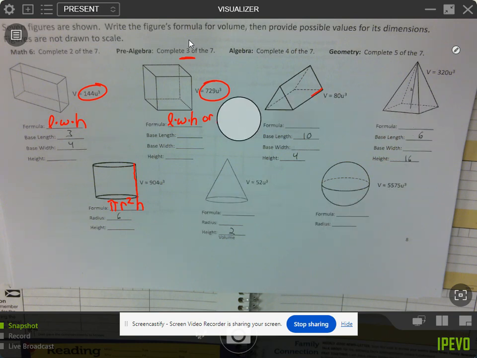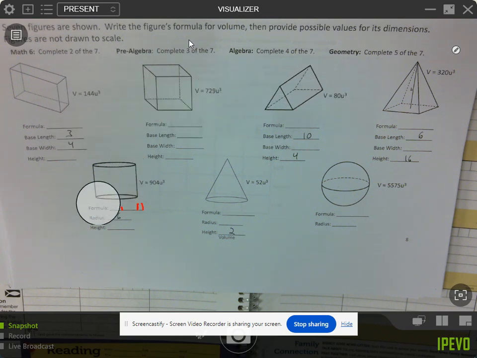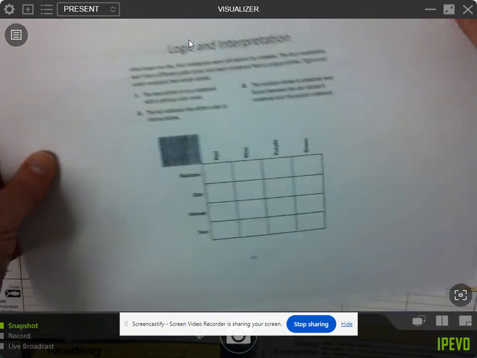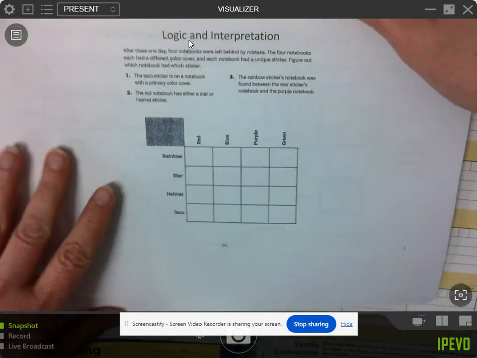Next page is one of Olivia's favorites. Am I right, Olivia? Yes. Logic pages are always fun. I love logic. I like the very last page.